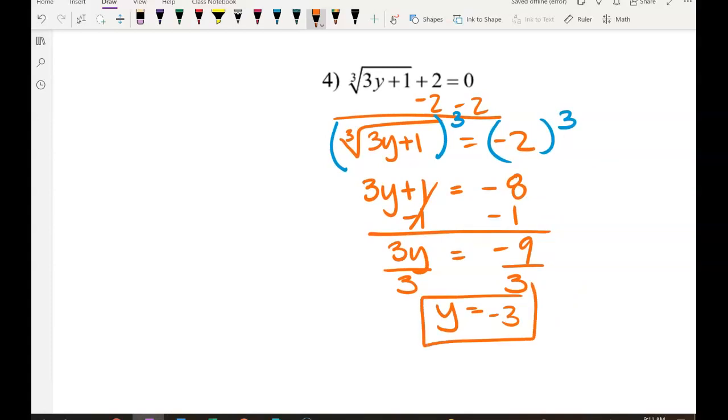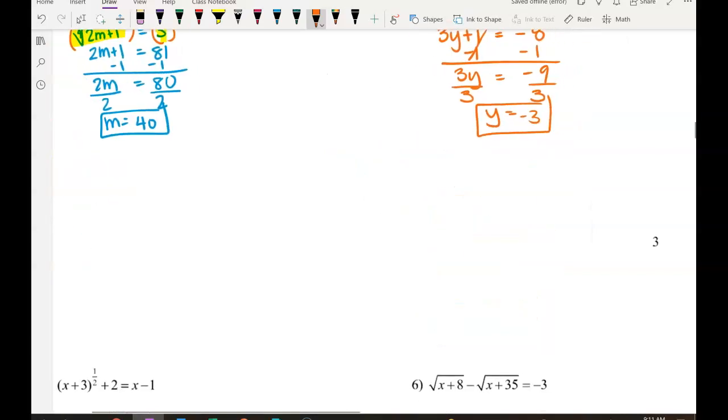Okay, we can quickly check as well. Negative 3 times 3 is? Negative 9 plus 1? Negative 8. Cube root of negative 8 is? Negative 2. Negative 2 plus 2? 0. Okay.